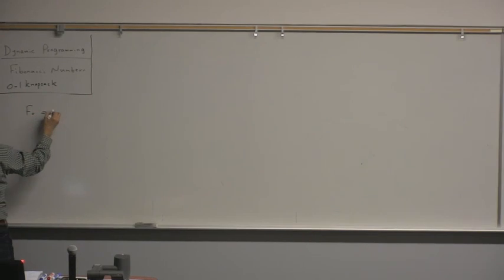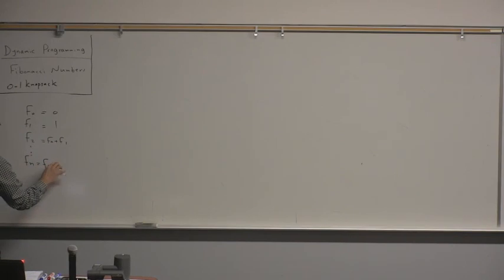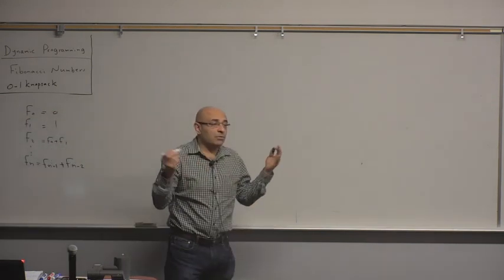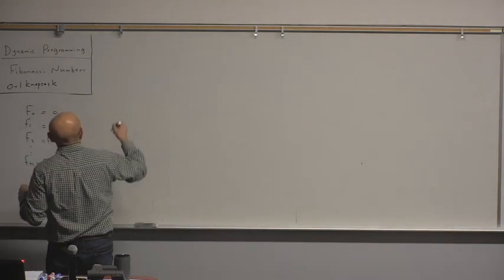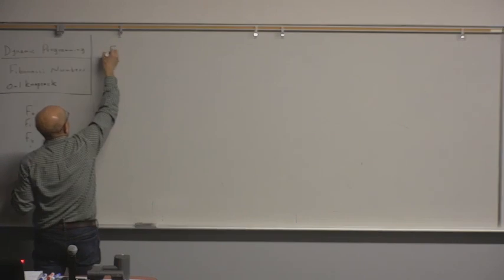Fibonacci of 0 equals 0. Fibonacci of 1 equals 1. Fibonacci of 2 equals Fibonacci of 0 plus Fibonacci of 1. And in general, Fibonacci of n equals Fibonacci of n minus 1 plus Fibonacci of n minus 2. Okay? Now, many of you have probably written a recursive algorithm for computing Fibonacci numbers.